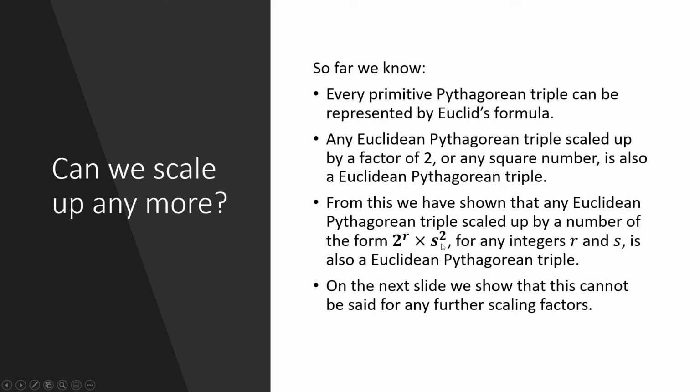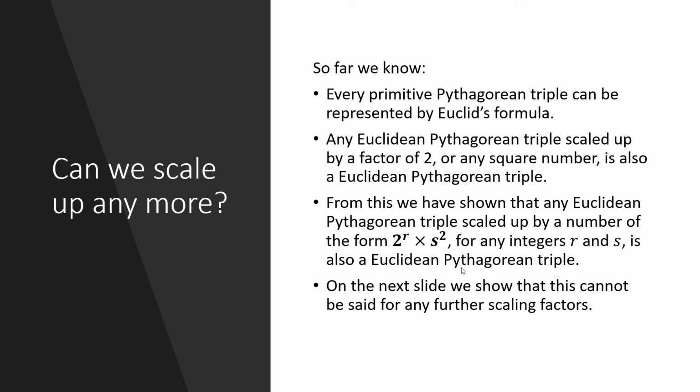I can combine the two, so I can basically scale up by any number, which is 2 to the power of r for some integer r times s squared for some integer s. For standard representation, I guess we can assert that s is odd and put all our 2's in the factor in here. But what we haven't discussed yet is what if we're scaling up by an odd factor which is not a square.